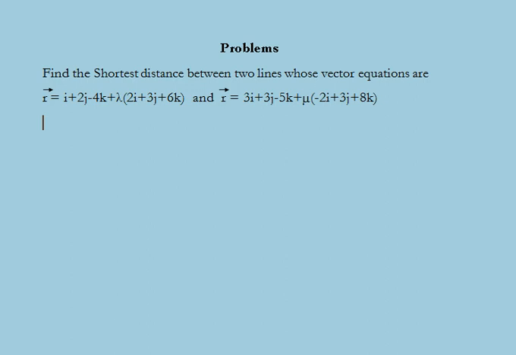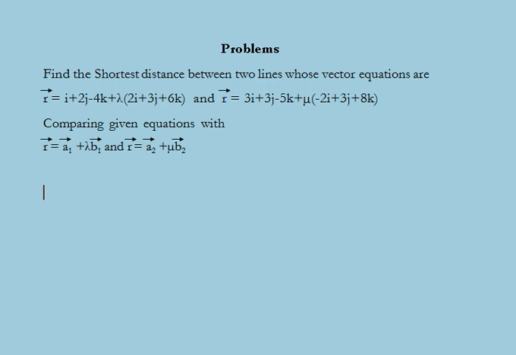Next, we are going to consider a problem which states: find the shortest distance between two lines whose vector equations are vector r equal to i plus 2j minus 4k plus lambda into 2i plus 3j plus 6k, and another position vector r is equal to 3i plus 3j minus 5k plus mu into minus 2i plus 3j plus 8k.